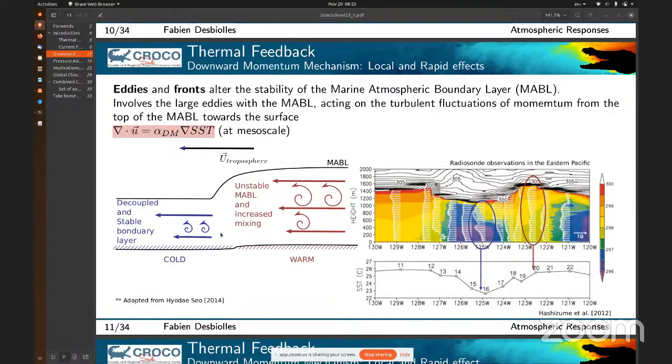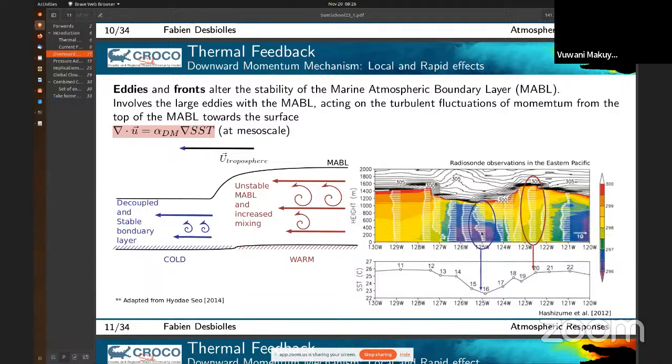This process has been observed, and here I show you radiosonde observations in the Eastern Pacific. We can see that the boat crossed a very, very cold eddy, so the temperature drops about 3 degrees there. And we see that over the cold eddy, we have a very sheared and also thinner planetary boundary layer. Over the warm side, which is encircled in red, we have a very homogeneous marble, and the thickness is extended.